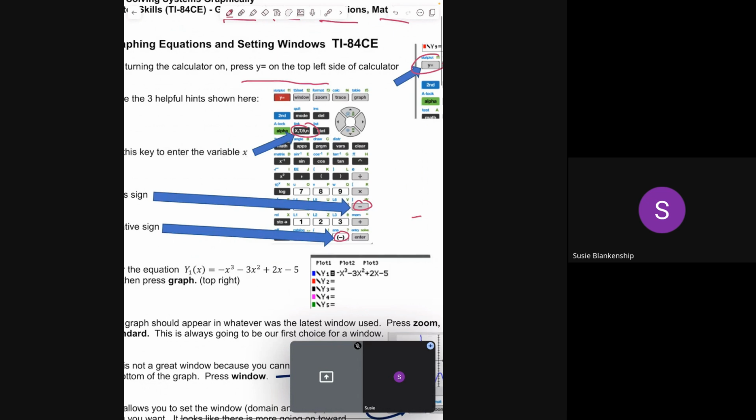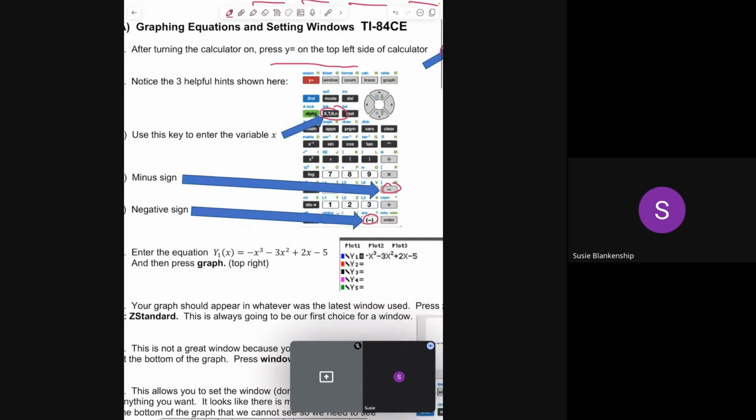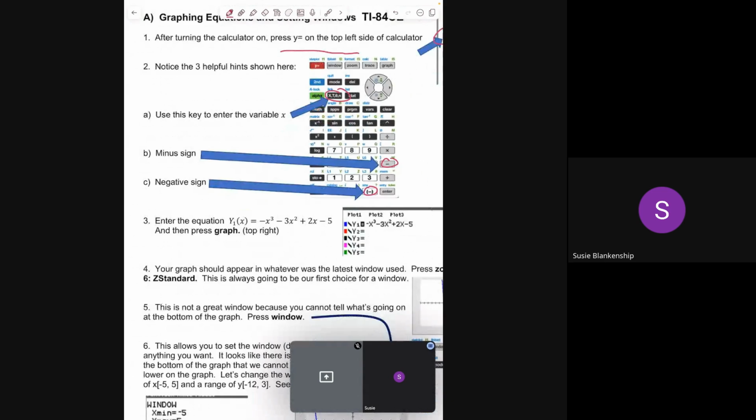Now, when you accidentally use the negative sign instead of the minus sign or vice versa, you will always get a syntax error, and I'm going to show you that in this next screen when I jump over to the calculator. So I'll do that in just a second. I'm going to be going back and forth between the calculator on my computer and the iPad with the notes. So bear with me as I go back and forth. All right, let's go to the calculator.